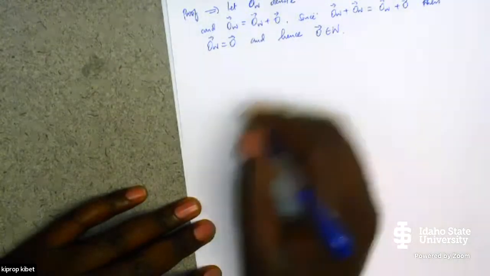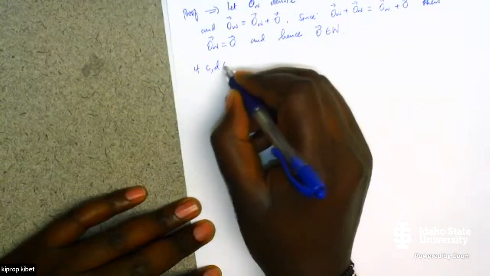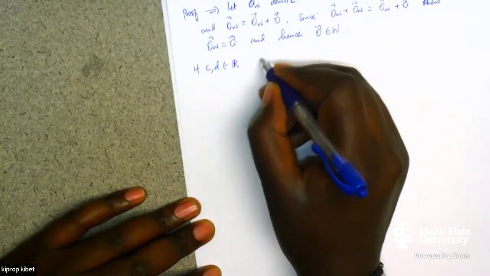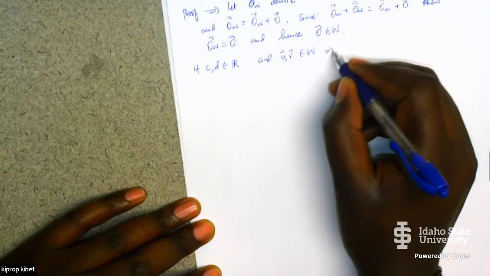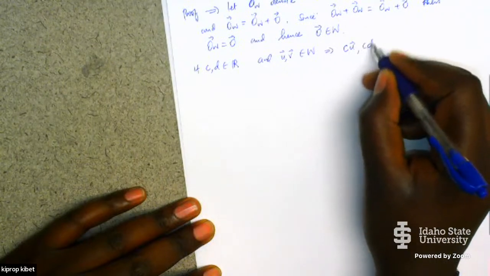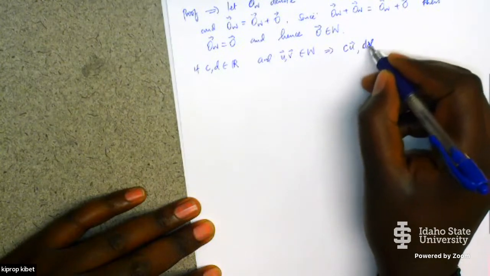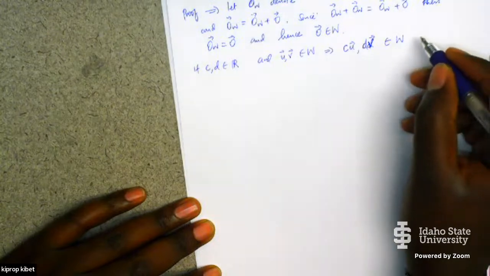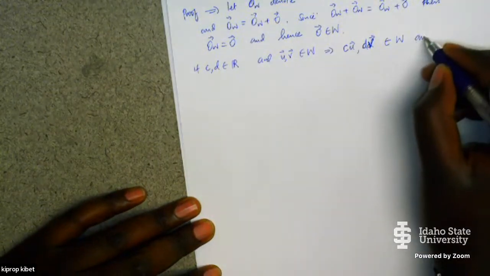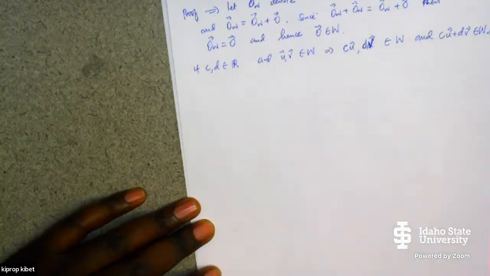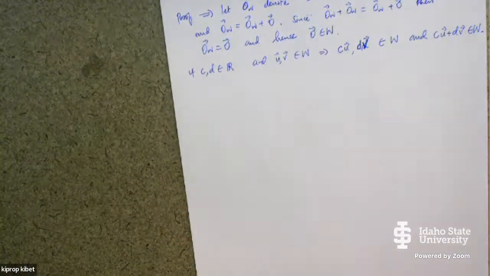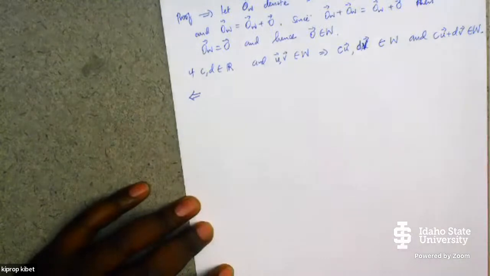The other one: if c and d are elements of the real numbers, and u and v are elements of W, then cu and dv are elements of W. And if you add the two of them, cu plus dv, both of them are in W. So that is the forward direction. And we come to the backward direction.